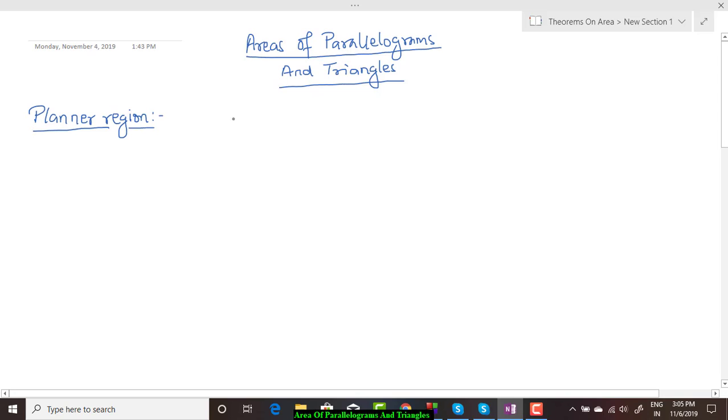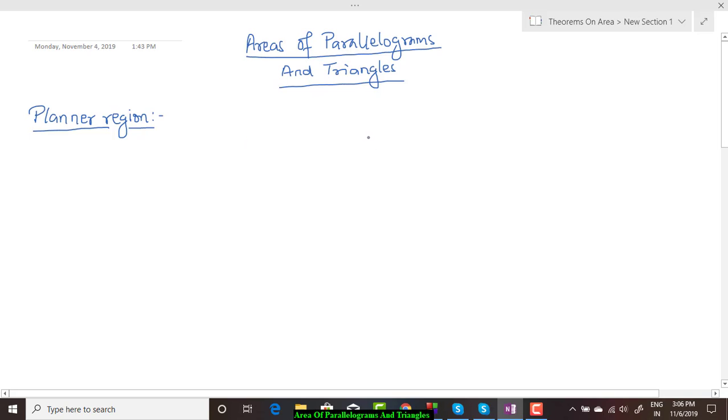Hello guys, today I'm going to discuss the concept of areas of parallelograms and triangles. The first concept is planar region. So what is planar region? First, you people understand, then I'll give you a definition.